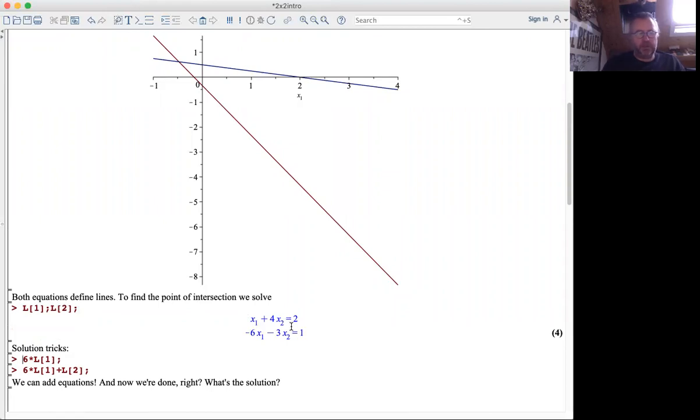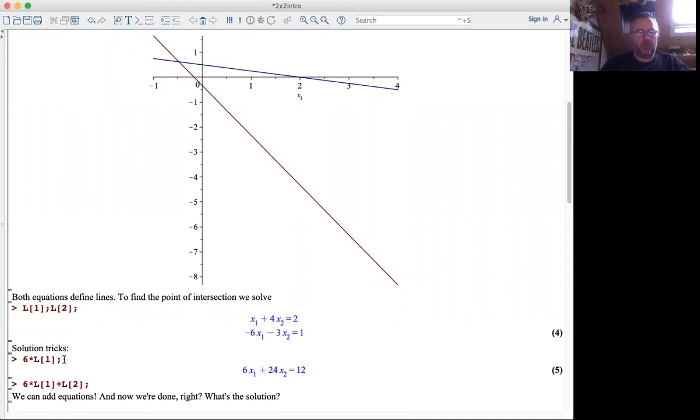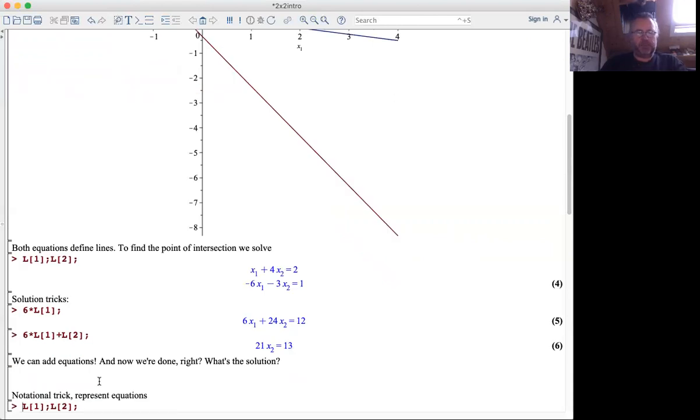And now here I'm introducing some solution tricks. Okay, 6 times L1, that's this equation. That's a different equation from this one, but of course it has the same solution. And 6 times L1 I can add to L2. So I can take this new first equation and add it to the second equation. We can add equations. And by combining these tricks, we see that we lose a variable. Okay, we can add equations, and now we're done, right?